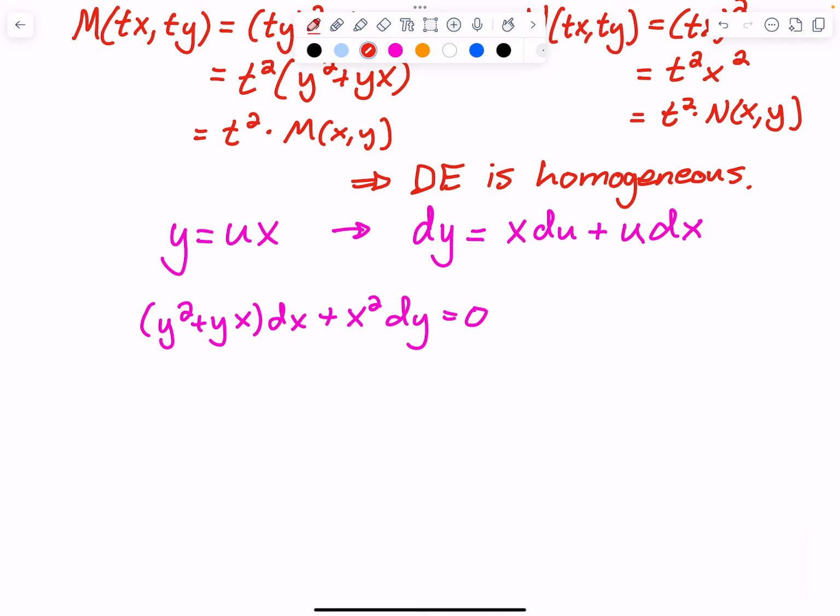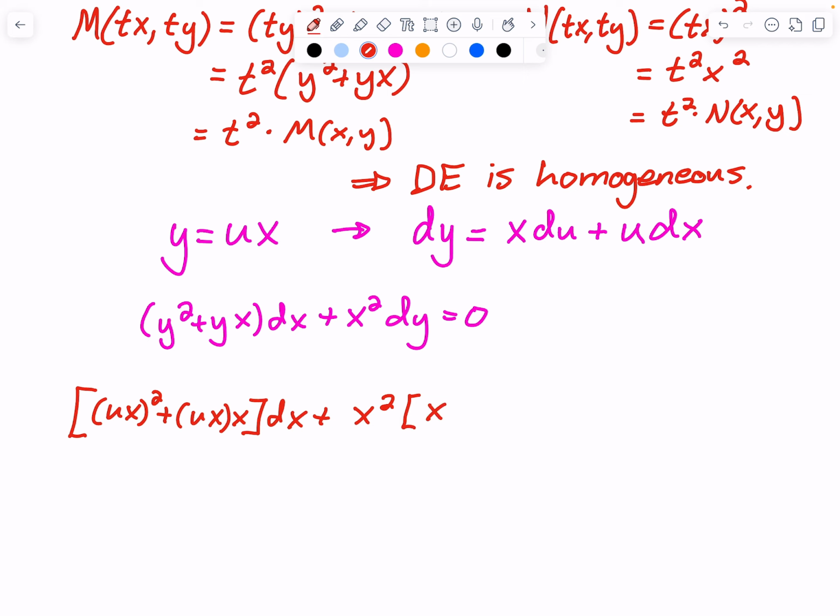So we get, let me put it in brackets to make it a little bit easier to deal with, ux squared plus ux times x dx. That's fine to stay in there. And then x squared, and it's going to be times all of what we just wrote up there: x du plus u dx. That's the product rule given from our substitution, and this still equals 0.